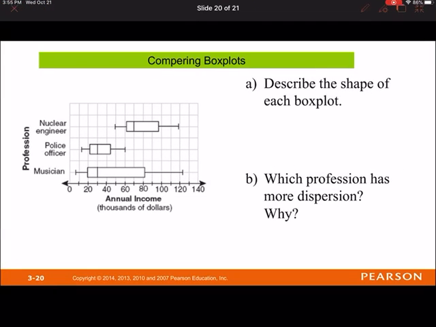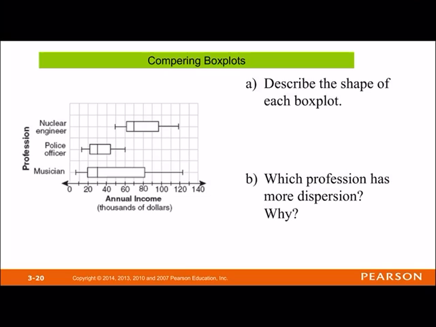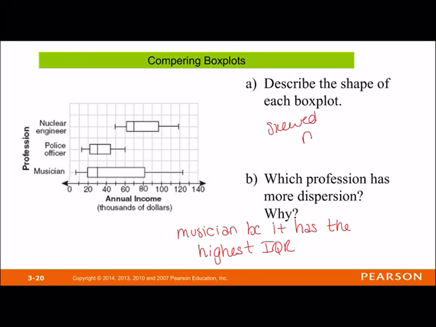Okay, you should have that answer from the top above. Sorry. So again, this one, let me not touch the right-hand side of my screen here. Musician, because it has the highest IQR. Okay, and again, these were all skewed right, just so you had it again. Okay, and you are done.